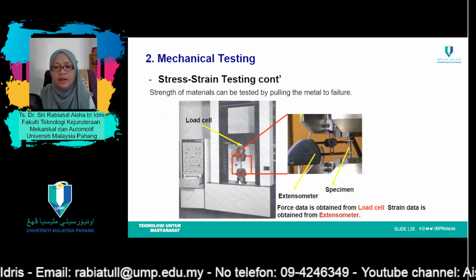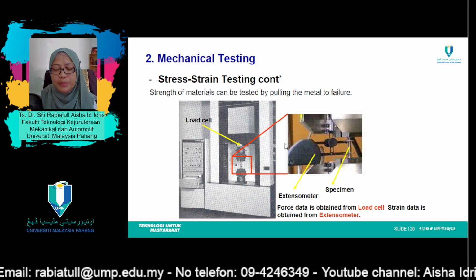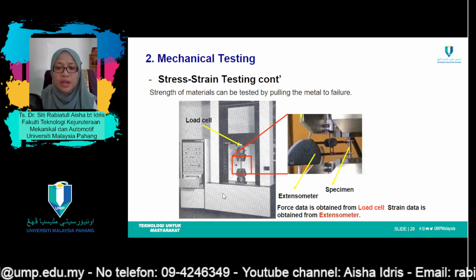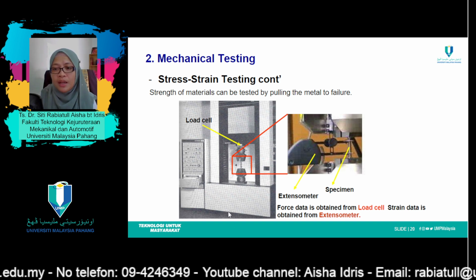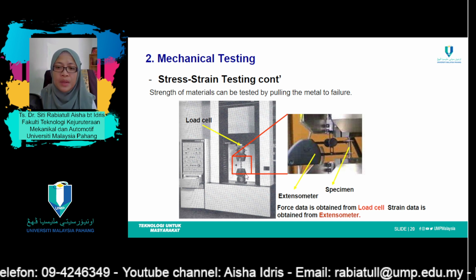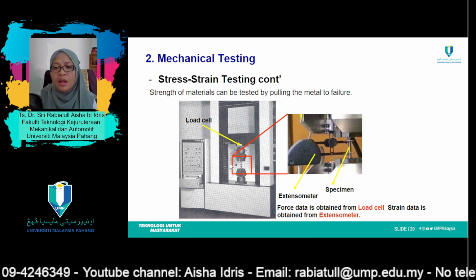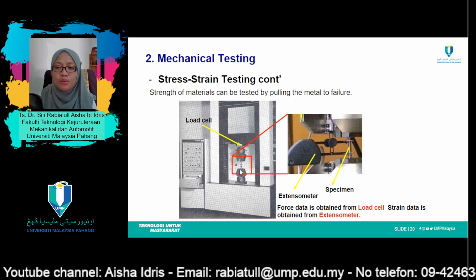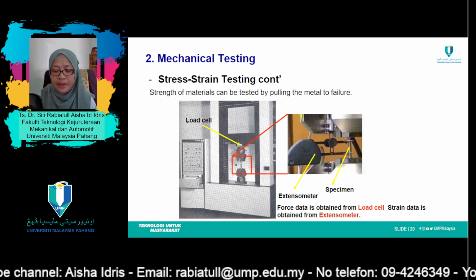And this one is the typical type of machine that is used in our lab, which is also known as a universal tensile machine. This is where you put your specimen, or the specimen is being held over here. This is the load cell, which is used to apply load to the specimen until it breaks.